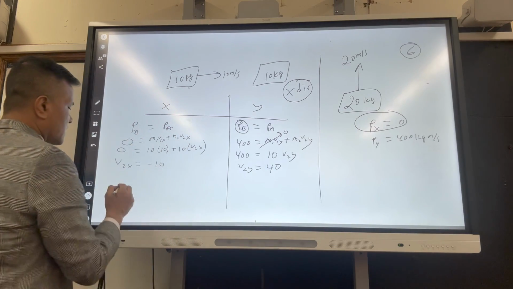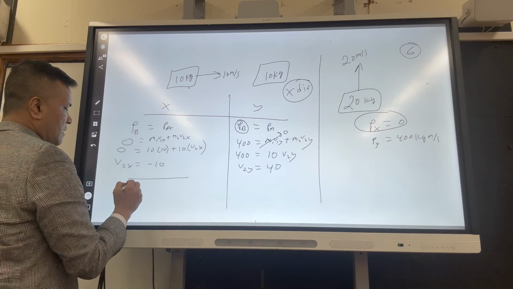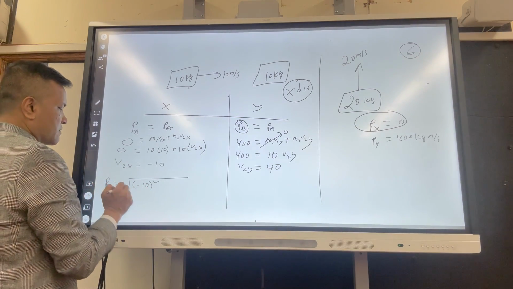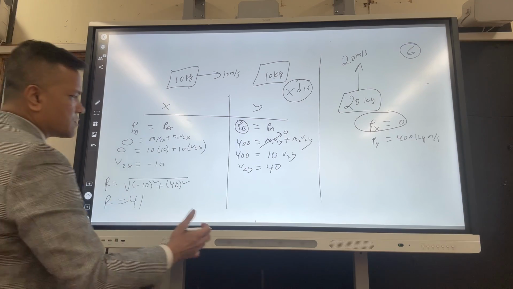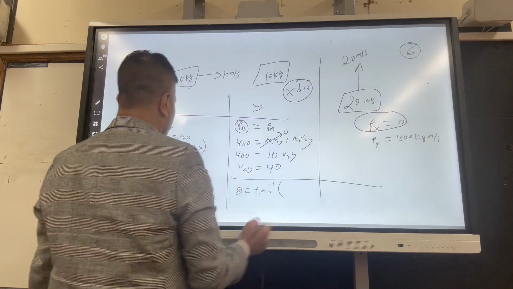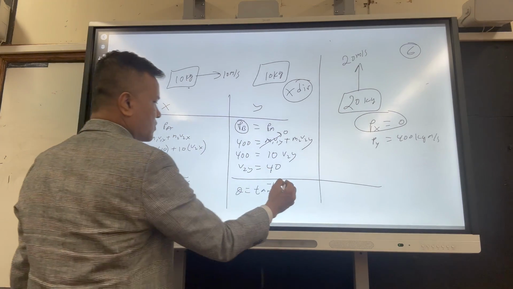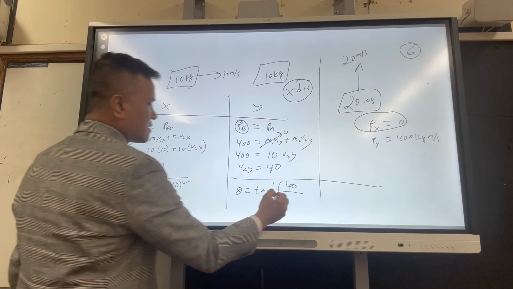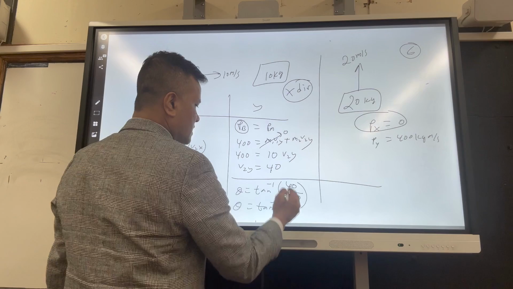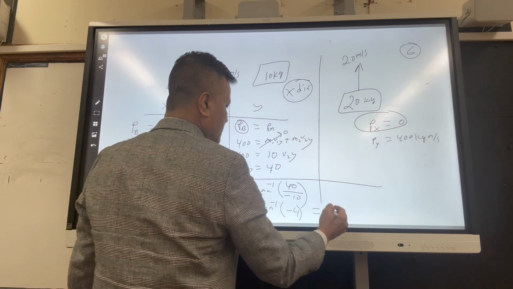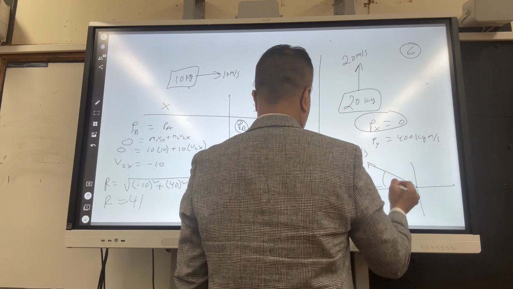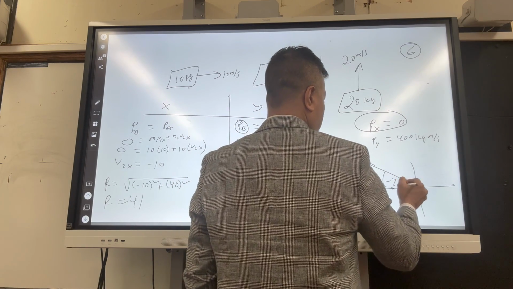Now if you take the Pythagorean theorem to find the resultant, it is 41. Now which direction is it going? Theta is equal to tangent inverse of y over x. Which one is y? 40 is y. X is negative 10. So tangent inverse of negative 4 is, I think, negative 76 degrees. The velocity is 41 meters per second, and the angle is negative 76.